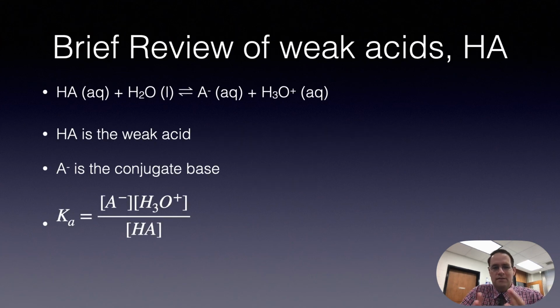So here, all on one slide, is the brief review of weak acids. We abbreviate weak acids HA. Remember, they are proton donors. So HA is in equilibrium with A minus, the conjugate base, and the equilibrium constant is Ka, where A stands for acid, and that's going to be products over reactants. And remember again that water is liquid. It does not enter into the equilibrium expression.